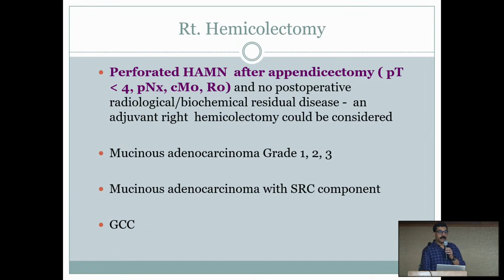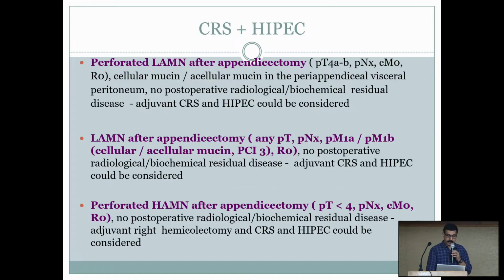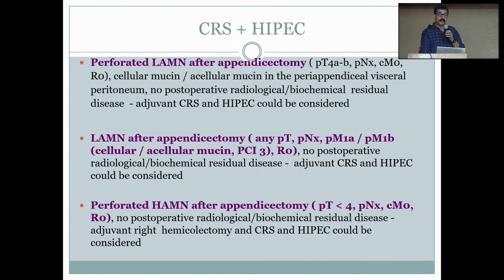In which conditions should we go for a right hemicolectomy? One is the perforated HAMN. As we already know, HAMN is a high-grade tumor with a high chance of recurrence. So especially in perforated tumors, we'll have to go for a right hemicolectomy. Then mucinous adenocarcinomas of the appendix, any grade, let it be grade 1, 2 or 3, and mucinous adenocarcinomas with signet ring cell component, we'll have to consider a right hemicolectomy, and of course the goblet cell carcinoids. And wherever we consider the CRS plus HIPEC, that is a cytoreductive surgery.